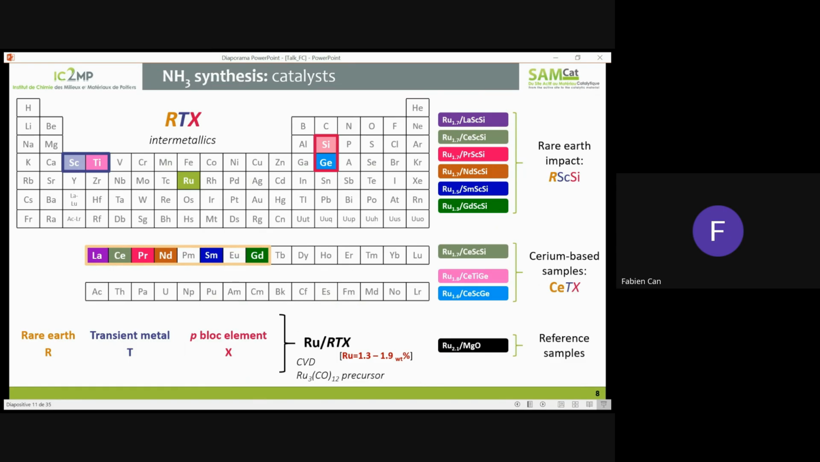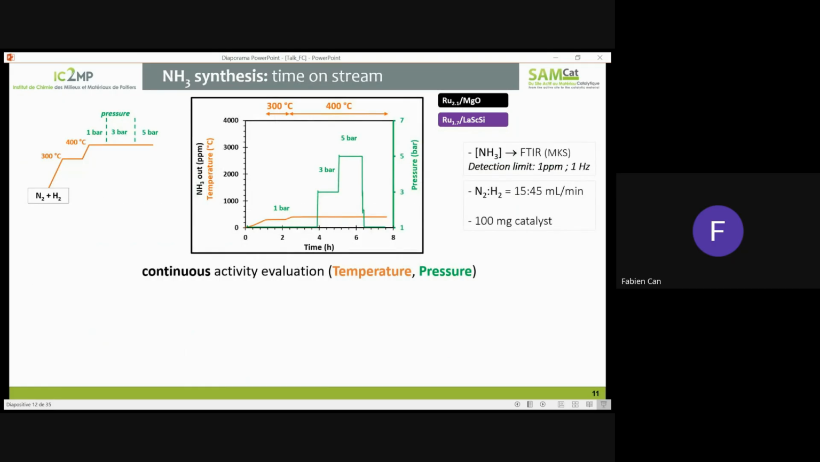So the ruthenium was deposited by a chemical vapor deposition technique, and the ruthenium loadings are between 1.3 and 1.9 weight%. Okay, so let's now speak about the results. Here we have typical experiments for the evaluation of ammonia synthesis performances of our samples. We monitor the reaction over time on stream, depending on the temperature and the pressure. In the orange line, you have the temperature, which is between 300 and 400 degrees C. And in the green line, you have the impact of the pressure from 1 to 5 bar.